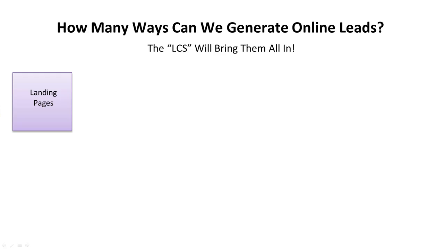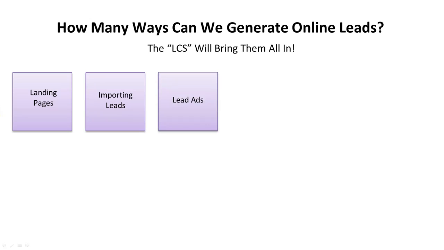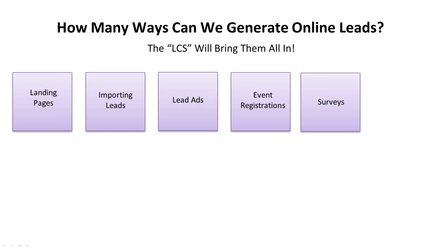Now, I want you to think about how many ways we can generate online leads, because the lead conversion system will bring them all in. So we might have landing pages. We might need to import our leads. We might have lead ads. Maybe we have event registrations, webinar registrations, surveys, appointments. The list goes on and on. Any way you can think of to generate a lead, this system right here can handle it.